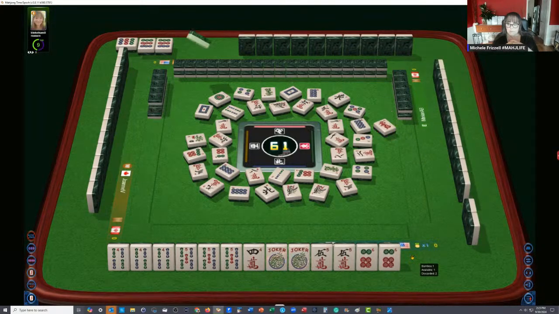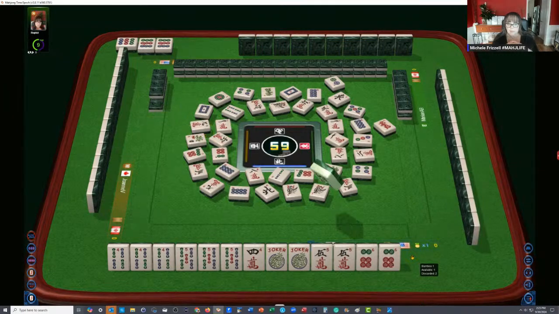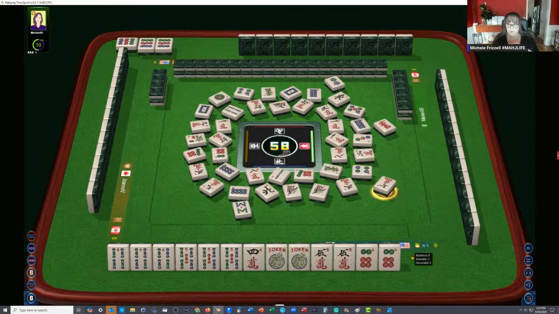Red dragon. 4, 5, 4, 5, 6 concealed, 2 dots, consecutive run. It's not a guaranteed win, of course. There could be other front runners at the table. 9 characters. 8 bamboos. But we have a strong wait here. 4, 5, 7 characters, or a joker. We could draw a joker too.